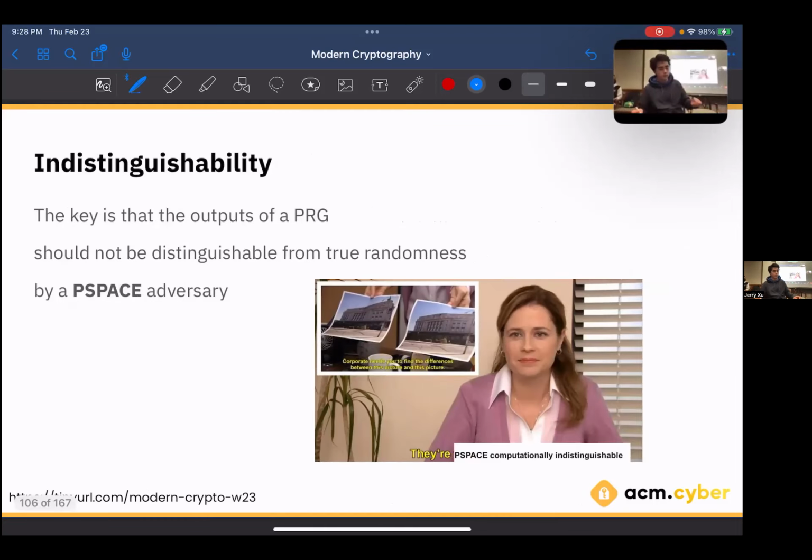All right, so moving on to indistinguishability. The main point here is that we want our outputs from a PRG to not be distinguishable from true randomness by some adversary that uses a polynomial amount of space, right? Basically, there's no feasible machine on this planet that uses greater than a polynomial amount of space. So as long as we're indistinguishable to an adversary that uses polynomial space, then we're good.